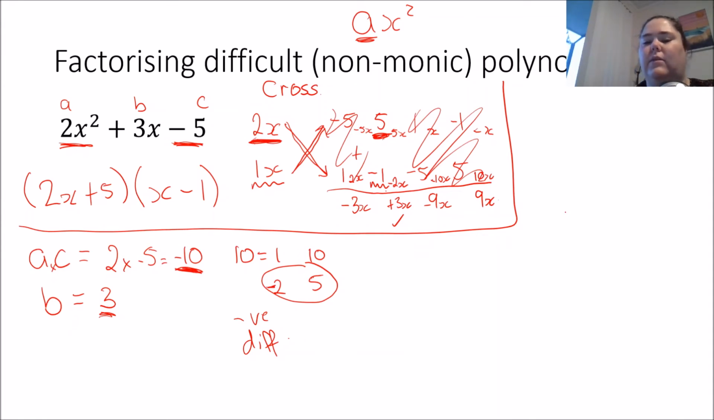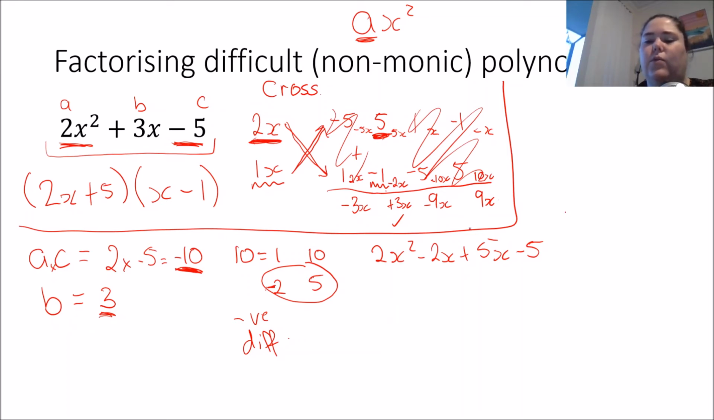Okay, this is the bit that messes some people's heads up. What we do now is we rewrite this quadratic, but instead of plus 3x, we're going to write minus 2x plus 5x. Because they equal the same thing, we're just splitting that 3 up and writing it in a different way. Negative 2x plus 5x still equals positive 3x.